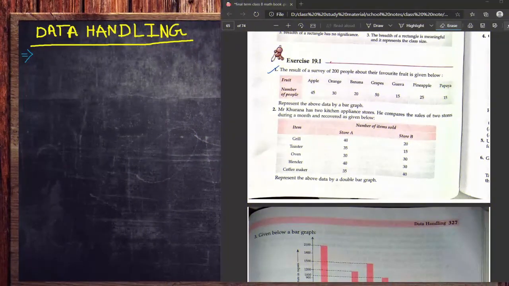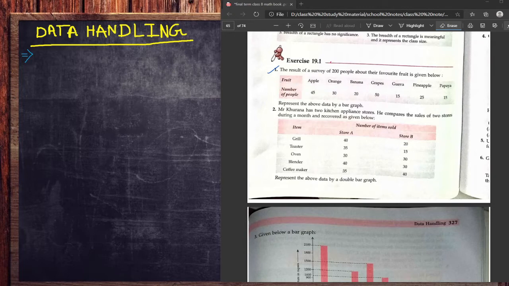Welcome back to the next class of data handling. In this part, we will learn how to make bar graph and histogram. In our last class, we already learned how to make the simple table and the group table, and from that, we can make the bar graph.